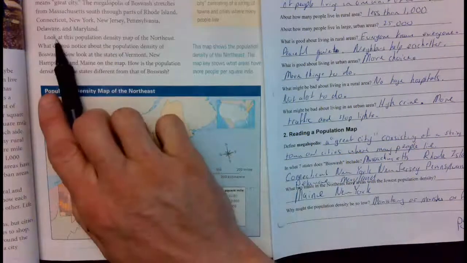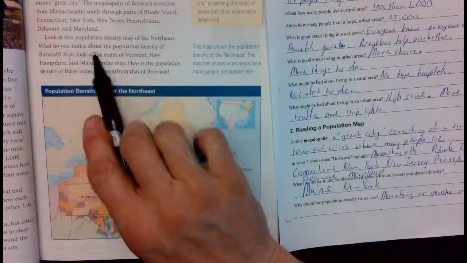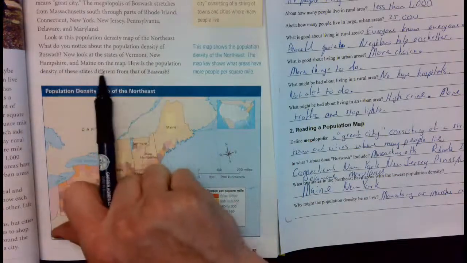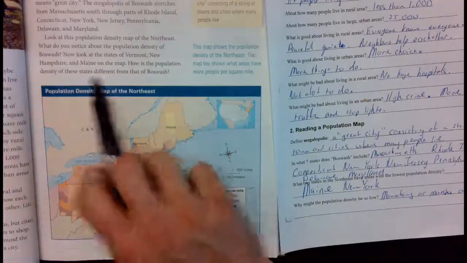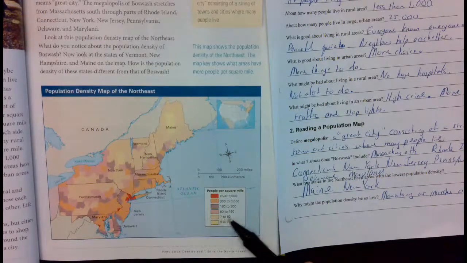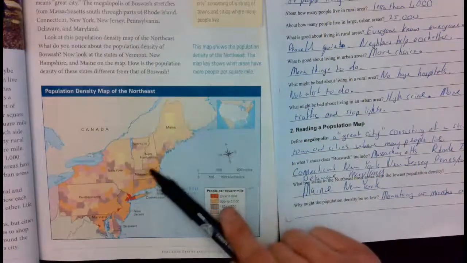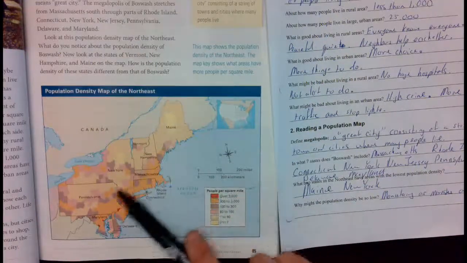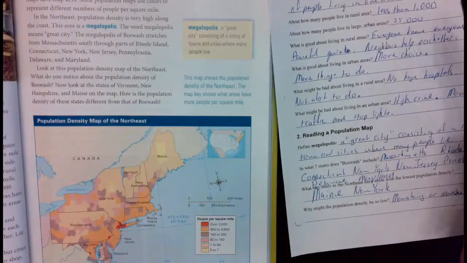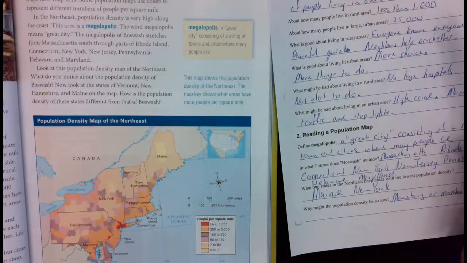All right, well, let's take a look. Look at the population density map of the Northeast. What do you notice about the population density of Boswash? Now look at the states of Vermont, New Hampshire, and Maine on the map. How is the population density of these states different from Boswash? You notice they're in this lighter color here, which is not very many people. And so those here, yeah, they have some big cities, but not nearly as much as this area here. Okay, this map shows the population density of the Northeast. The map key shows what areas have more people per square mile.